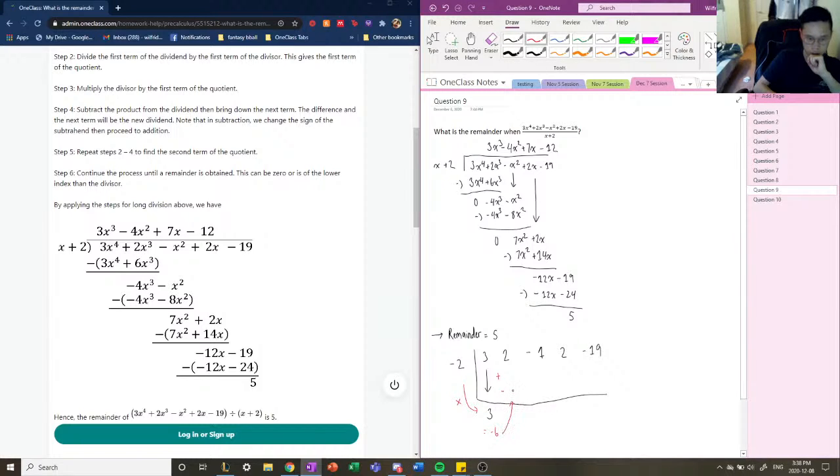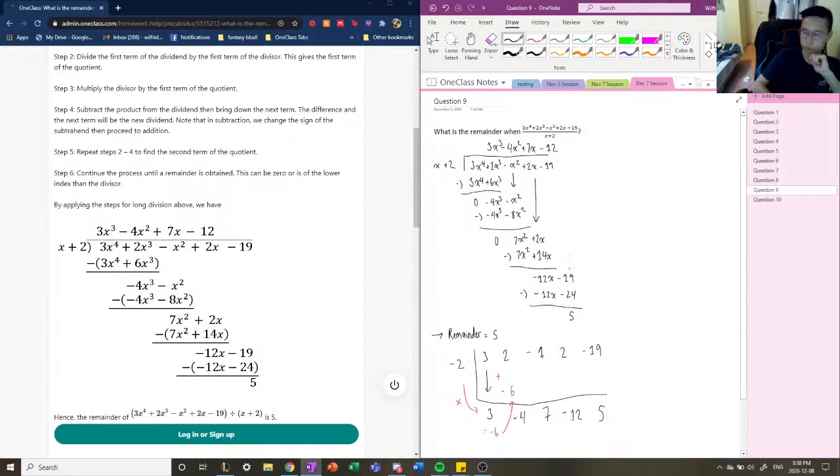This should be negative 6. So that if we do the addition for this, we get negative 4. Negative 4 times negative 2 is 8. 8 plus negative 1 is 7. 7 times negative 2 is negative 14. Plus 2 is negative 12. And then finally, we get negative 12 times negative 2, which is 24. 24 plus negative 19 is 5.